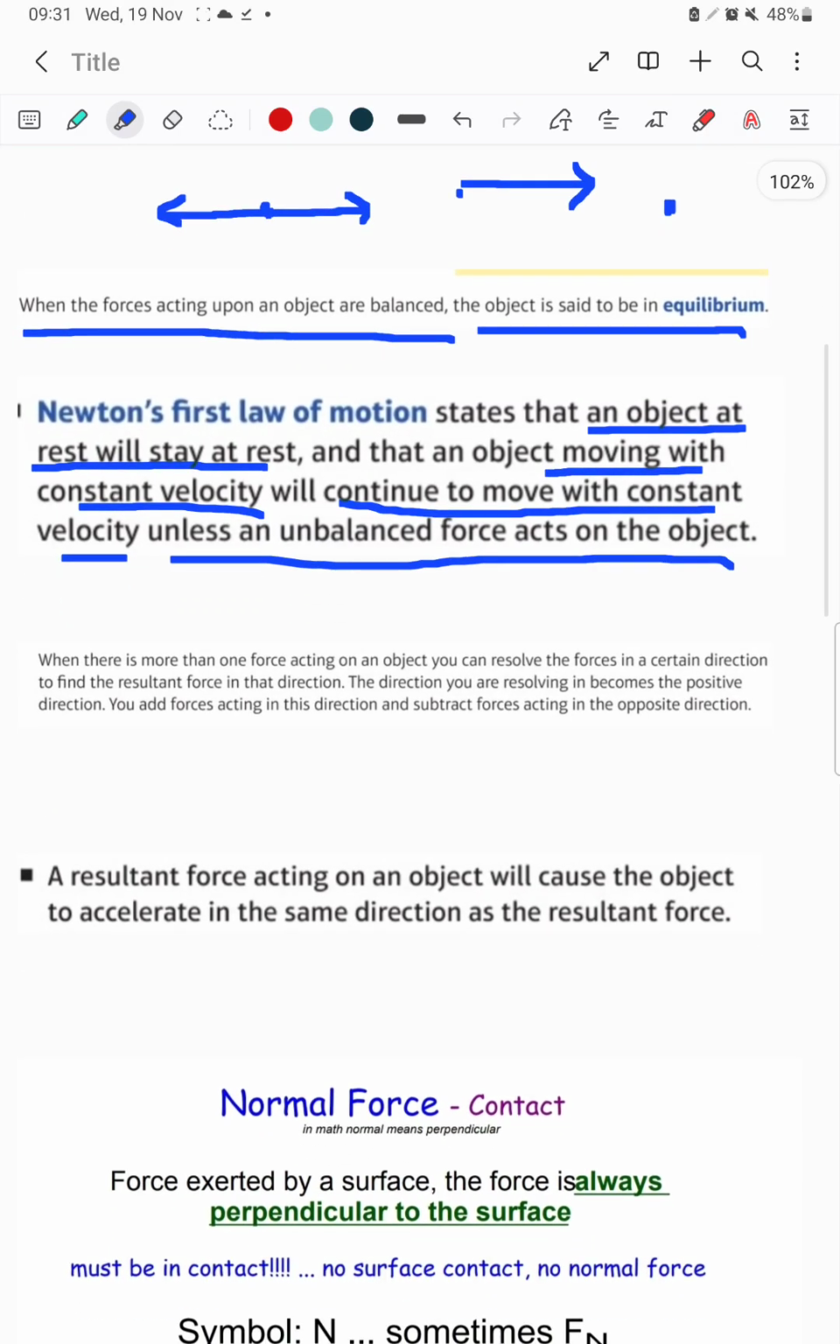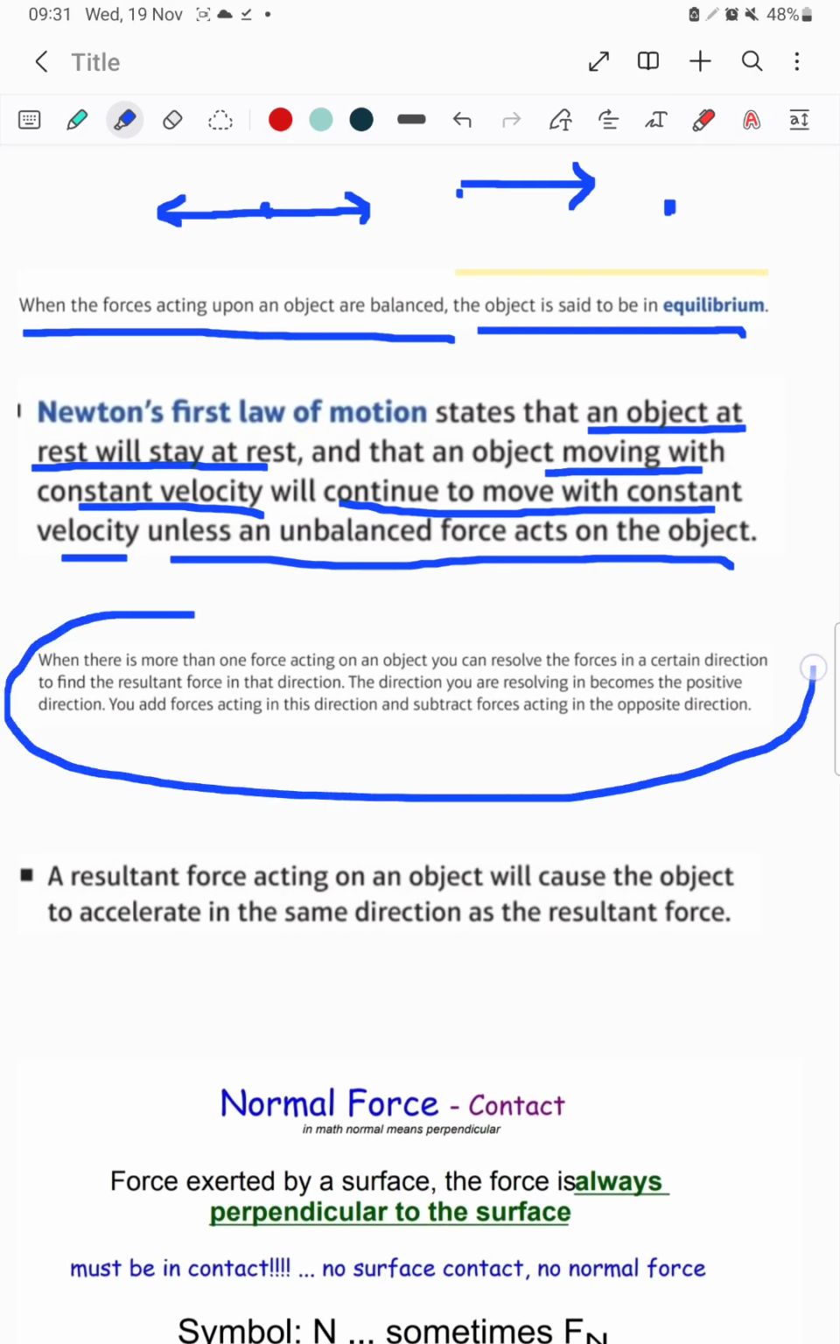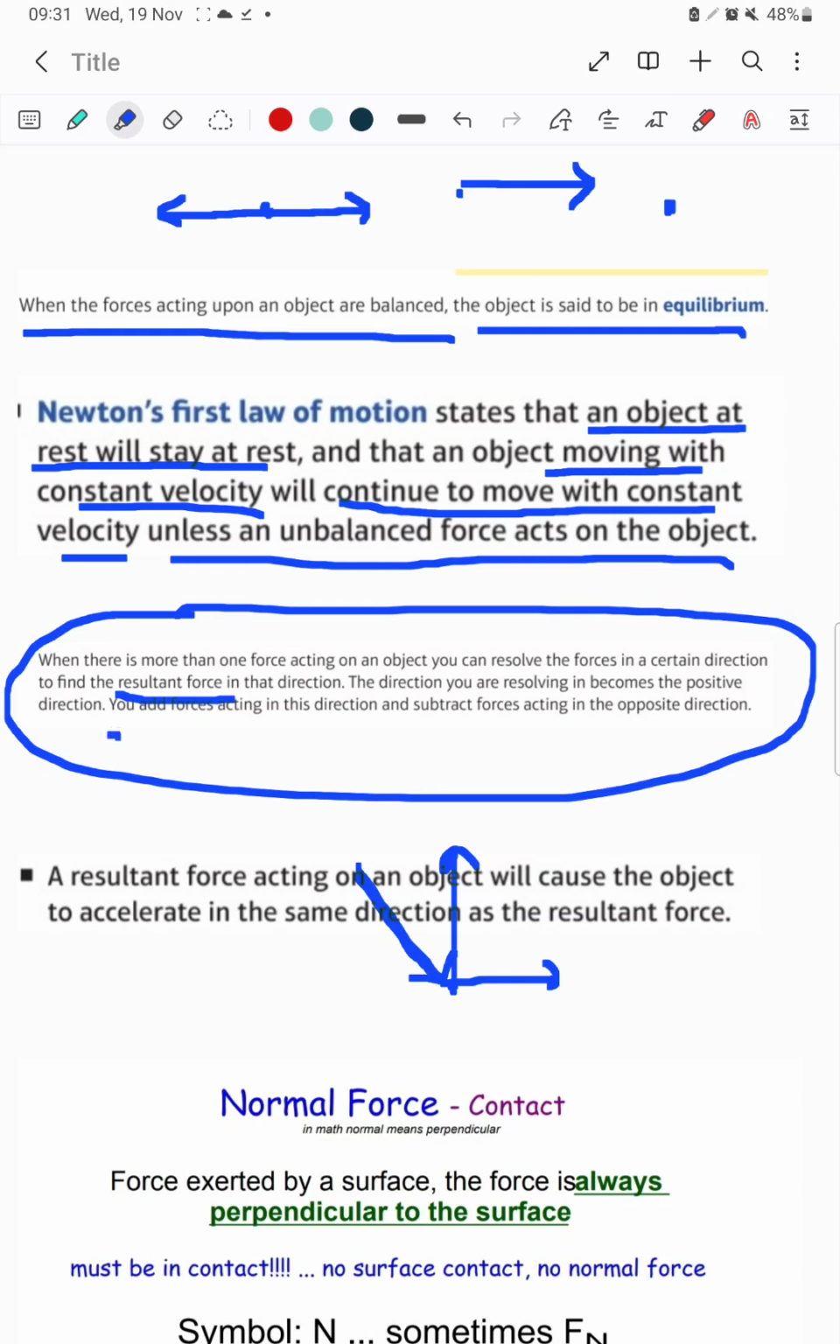Now, when there is more than one force acting on an object, in that case you can resolve the forces in a certain direction. So for example, this is an object, a force is acting this way, so you can resolve this force in the horizontal direction and the vertical direction, to see how much the effect of it will be. That is to find the resultant force. The direction you are resolving in becomes the positive direction, and you add the forces in that particular direction, and forces in the opposite direction you subtract.